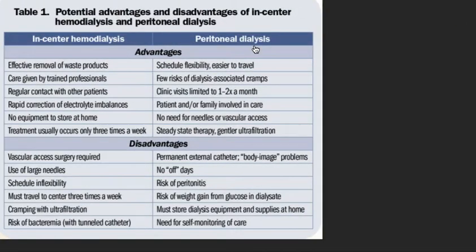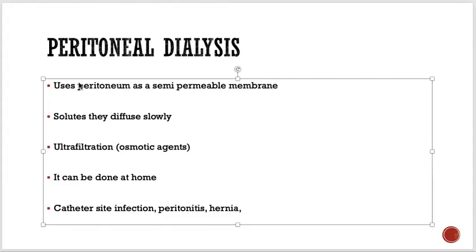So you can see over here the peritoneal dialysis advantages: schedule flexible, easy to travel, few risk of dialysis associated cramps, and clinic visits limited to 1 to 2 per month. Patient and family are involved in care, no need for needles or vascular access, and it's a steady state therapy and gentler ultrafiltration. But the disadvantages are what? It is a permanent external catheter, no off days, every day you have to do it, risk of peritonitis, risk of weight gain from glucose and dialysate, must store dialysis equipment and supplies at home, and need for self-monitoring care, of course, in these patients, right? So this is how they do this.